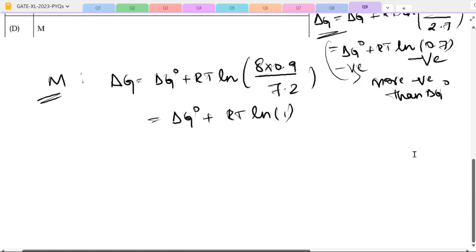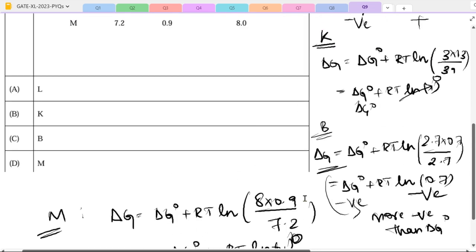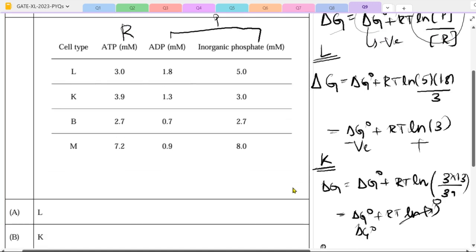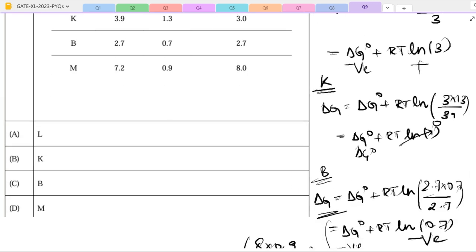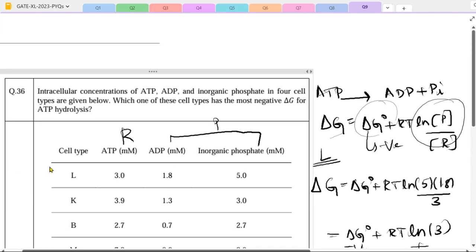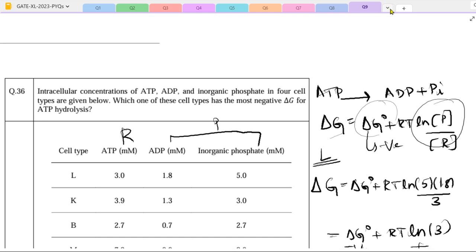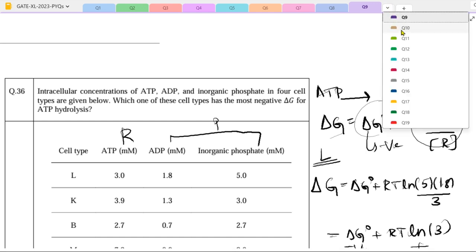For cell type M, delta G is going to be delta G naught because ln 1 is again 0. So the cell type for which delta G is the most negative amongst all is cell type B. So the correct option here is answer C. With basic thermodynamics formulae, you will be able to solve this simple question. Moving on to the next question.